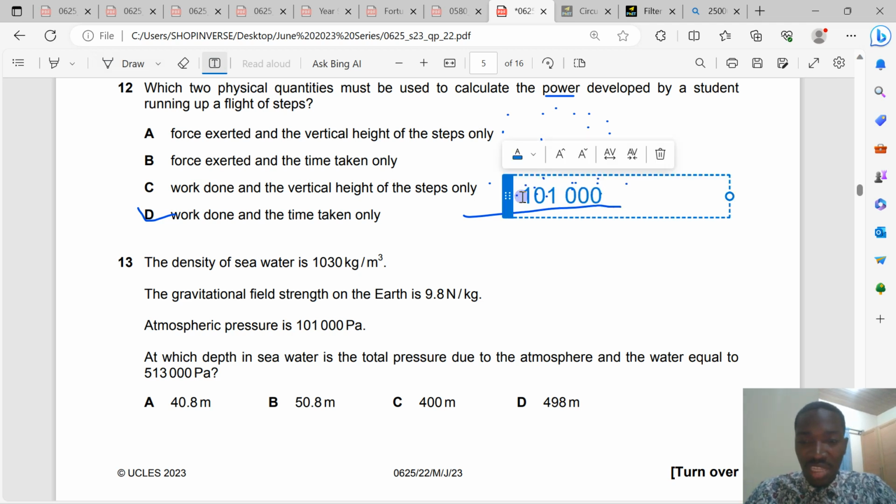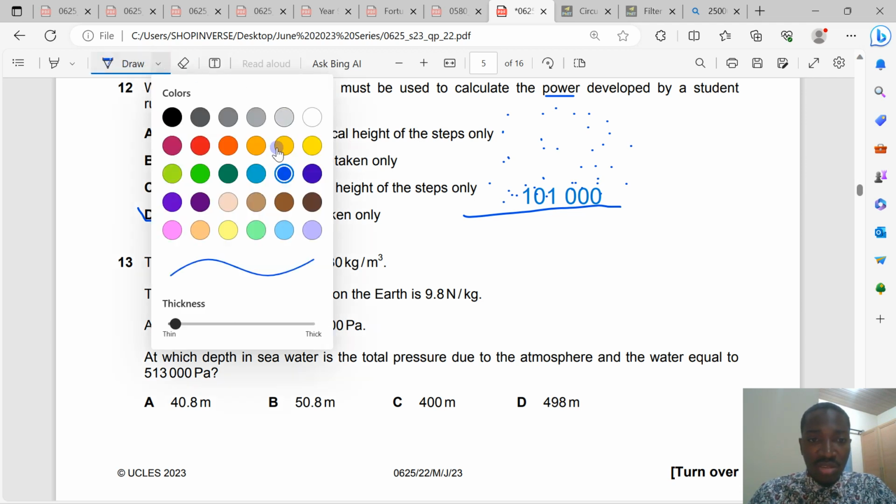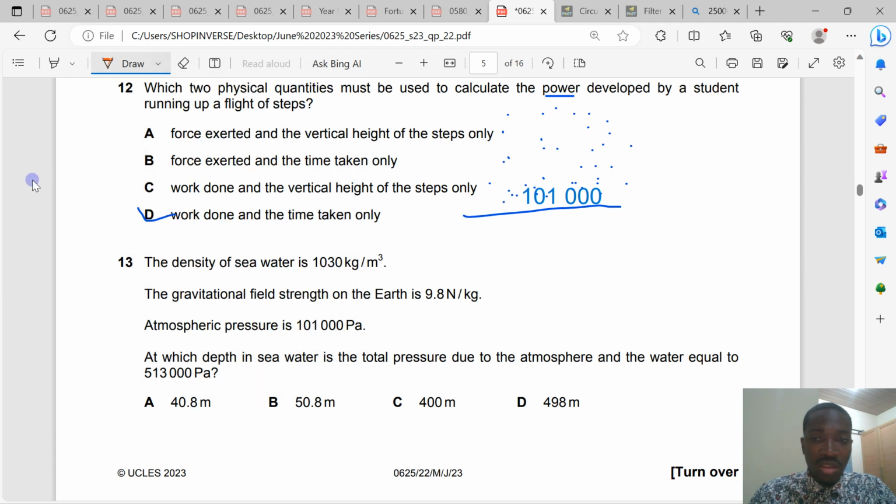101,000. That's atmospheric pressure on the surface of the earth. Now, as for the water bodies, let's use this color to represent water. Now, we have water, and molecules of water are here.